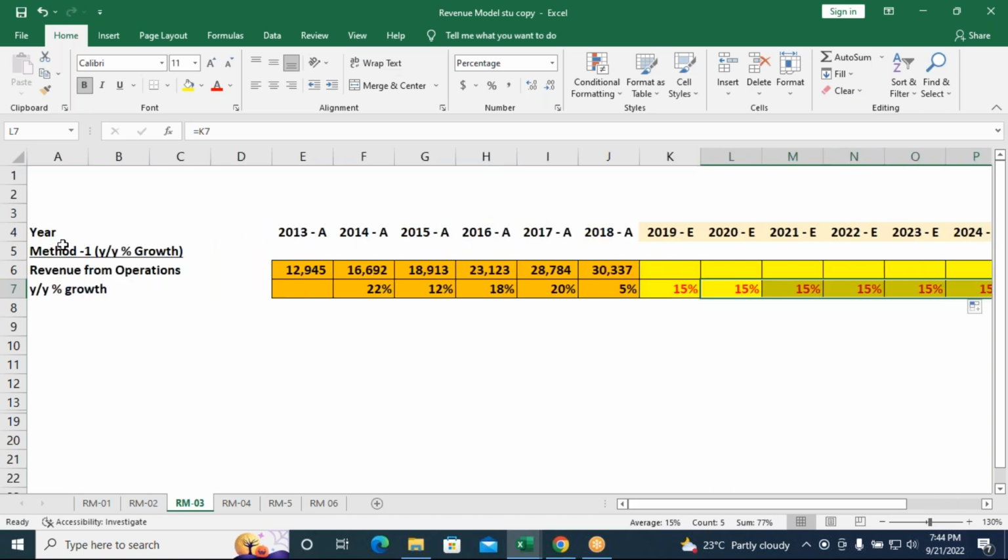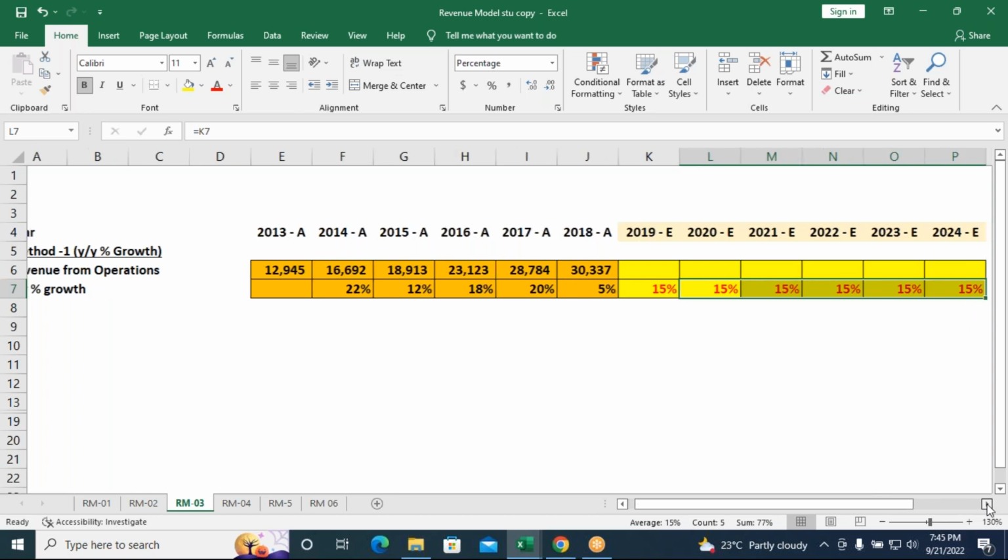So 2019, no, they have mentioned the years where they have given the actual values and the estimated values. So they are telling me to calculate the estimation of the revenue and the growth percentage both. In the first 6 years they have given me only the revenue value. They have not mentioned the growth percentage either. So I'll first calculate the year on year growth percentage for the first 6 years, that is the actual 6 years. Okay, so now I have got the values.